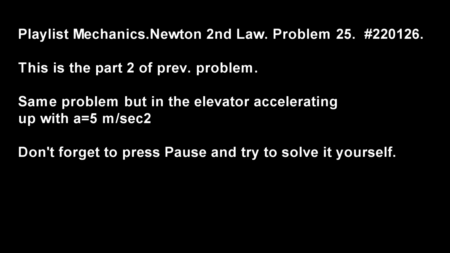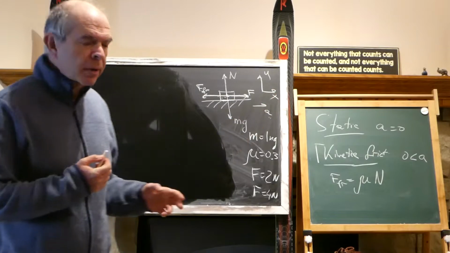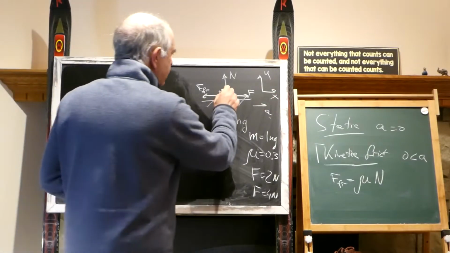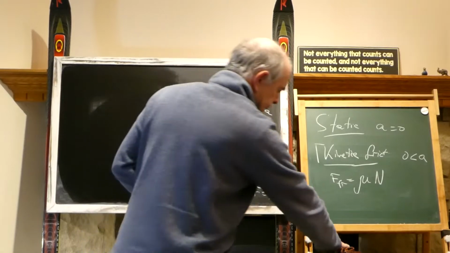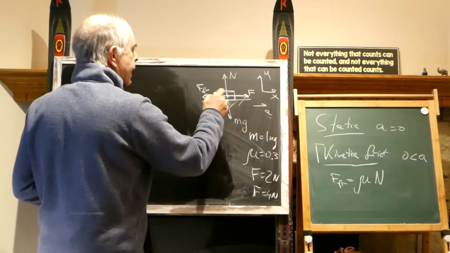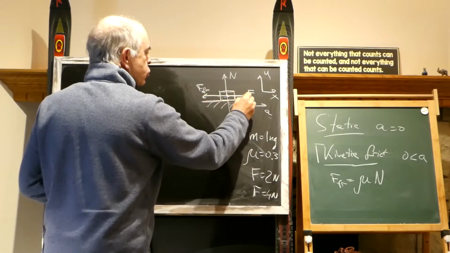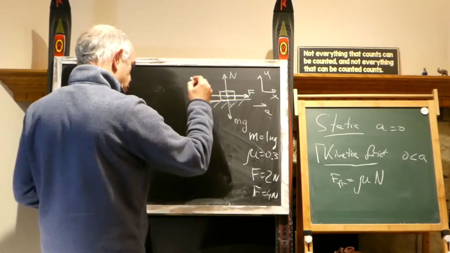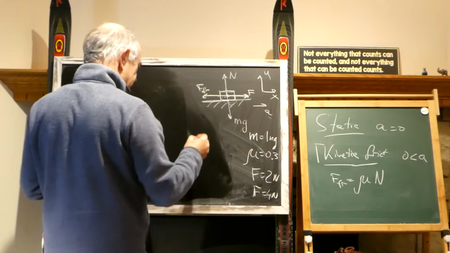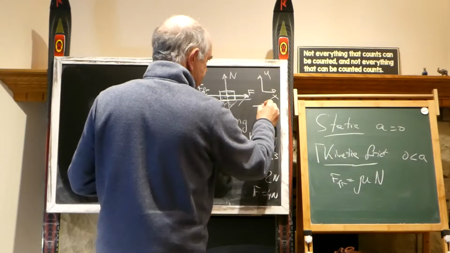So here is a problem. As always, read it, maybe once, maybe twice, and then pause the video and try to solve it yourself. Today is the next installment about the same body that sits on the surface, and the external force F is applied, and this F is 2 or 4 newtons. And they want us to find the acceleration in this direction.